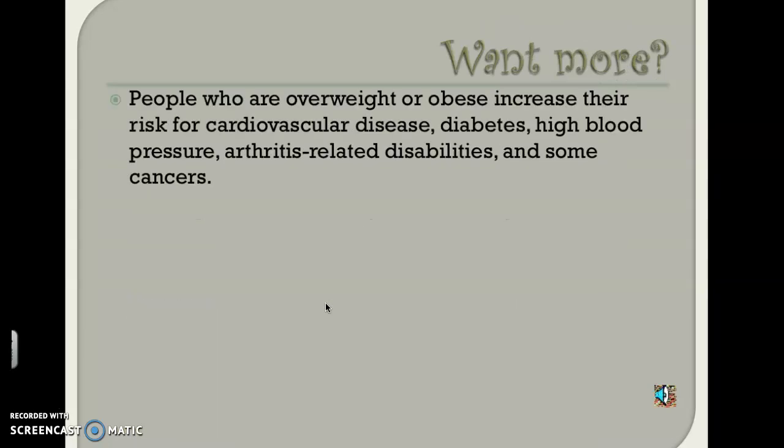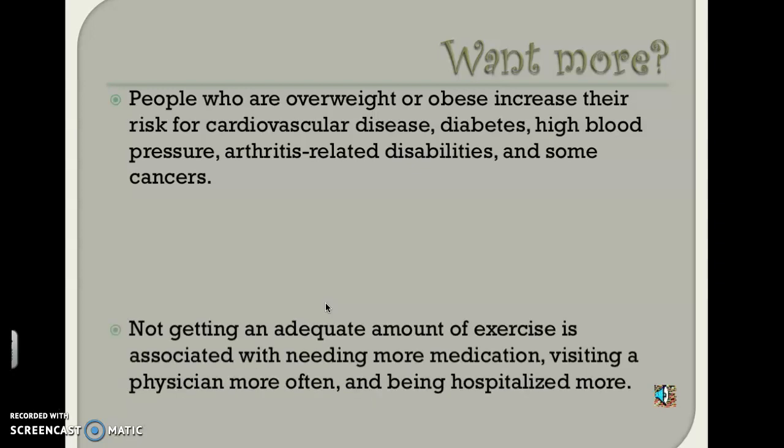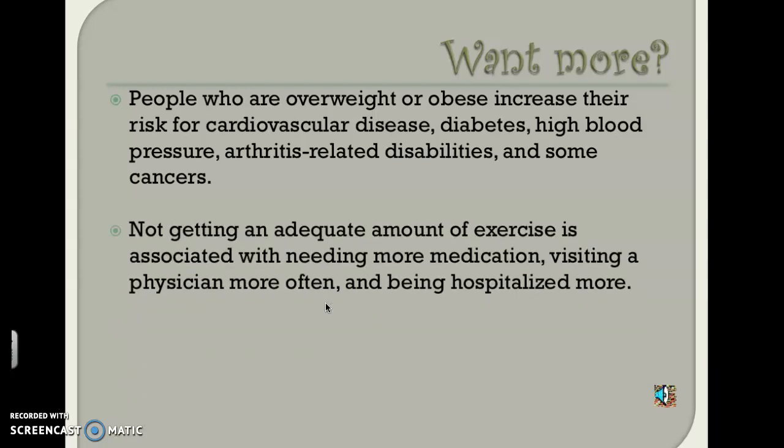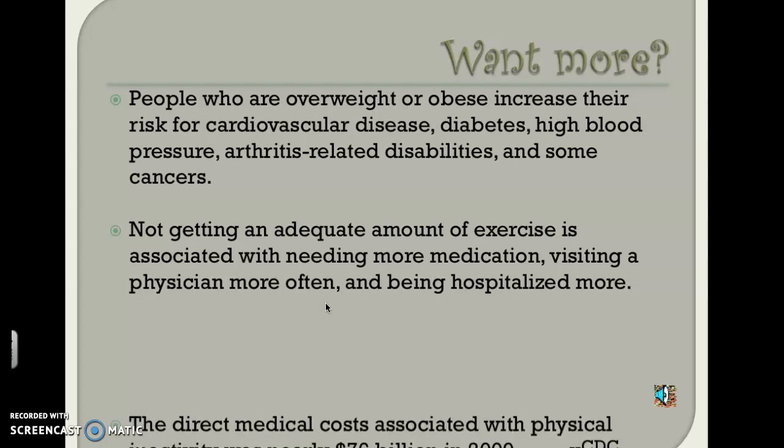And people who are overweight or obese increase their risk for cardiovascular disease, diabetes, high blood pressure, arthritis-related disabilities, and some types of cancers. When you do not get adequate amounts of exercise, a lot of times it's associated with having to increase your medications because you have to manage the high blood pressure and the diabetes, and it's going to take medication because you're not exercising. And typically, someone who's overweight and not exercising is going to be in the hospital more.